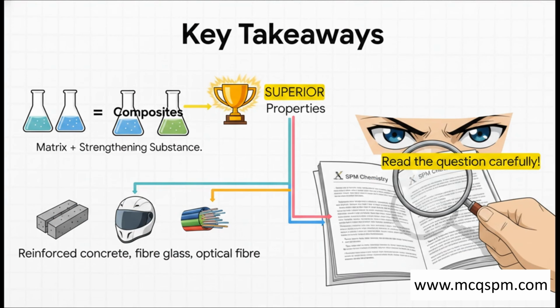Okay, let's do a super fast recap. What do you need to know? Composites are a matrix plus a strengthening substance. The whole point is to create a new material with superior properties. You absolutely need to know the details for reinforced concrete, fiberglass, and optical fiber. And your top exam strategy? Read every question slowly and hunt for those keywords.